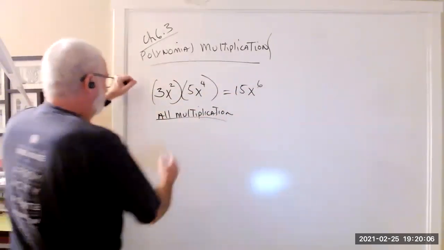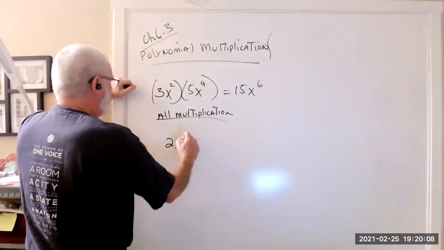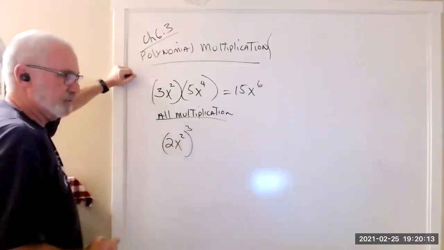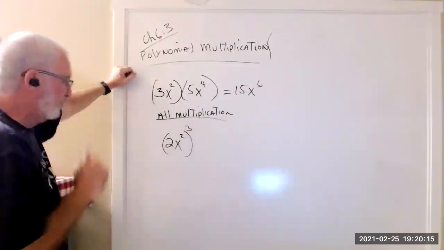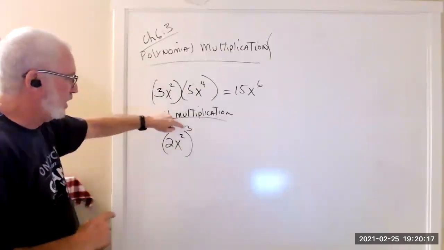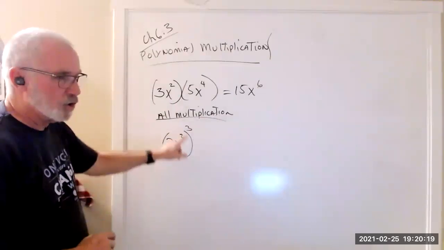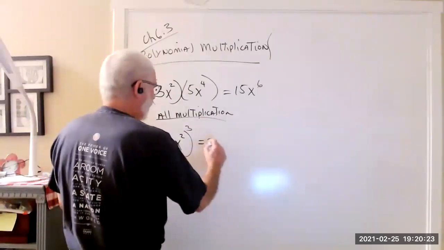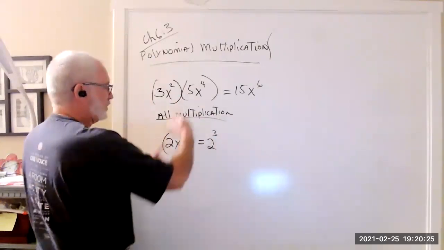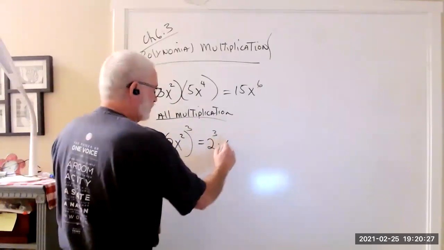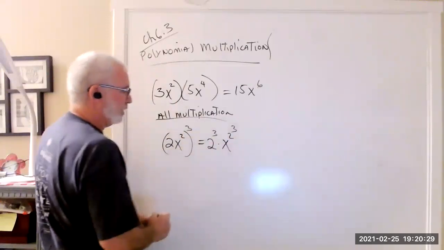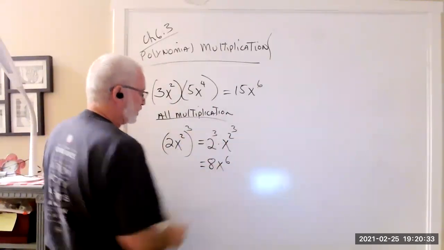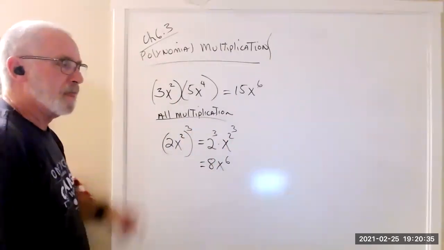Same thing here. Suppose I had 2x squared quantity cubed. Again, it's all multiplication. So the rules that we have, 2 to the 3rd power, where we say distribute this times x to the 2nd to the 3rd power, all of those rules we did, 8x to the 6th, all hold.